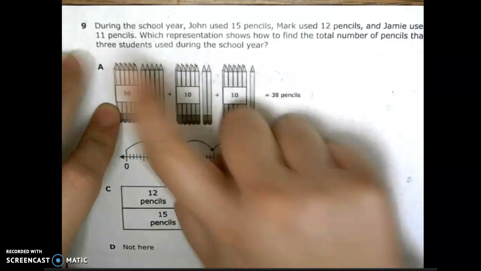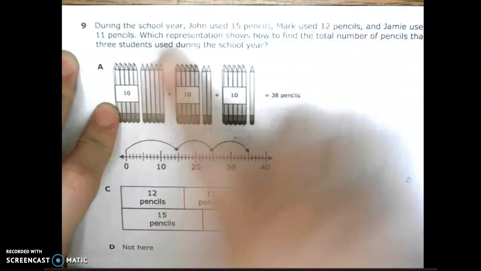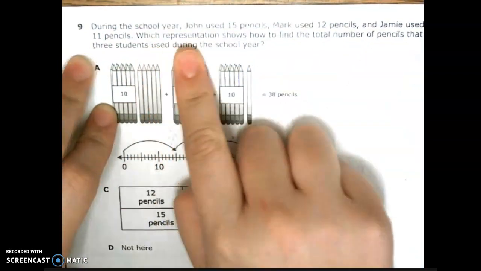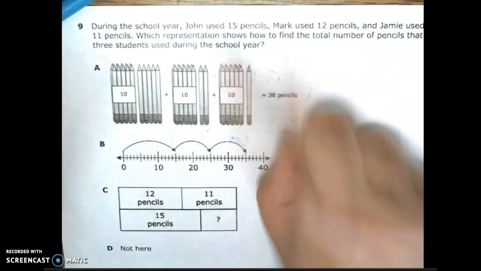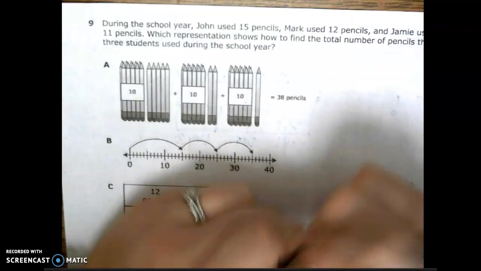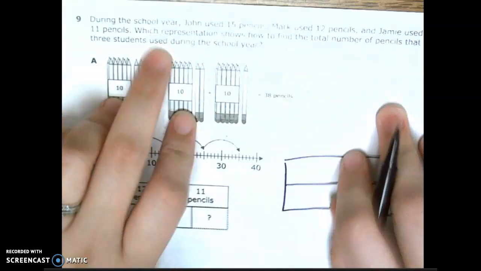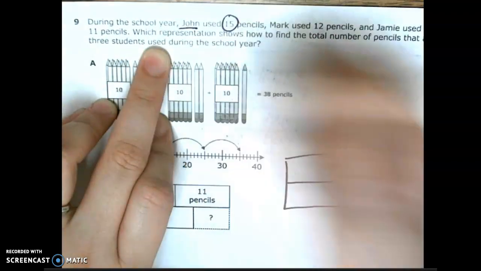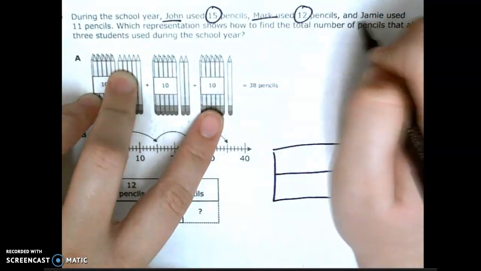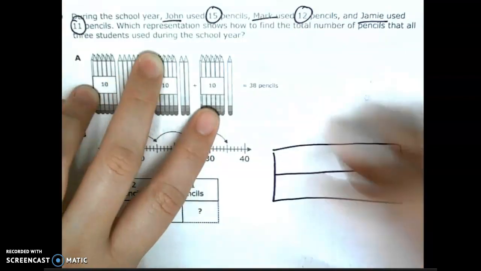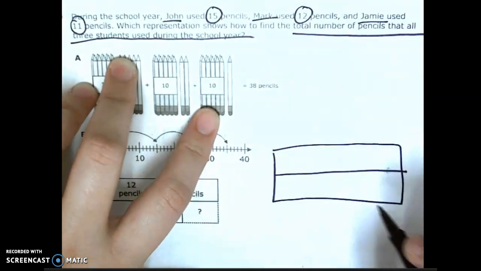Last question. During the school year, John used 15 pencils, Mark used 12 pencils, and Jamie used 11 pencils. Which representation shows you how to find the total number of pencils that all three students used during the school year? Well, let's make a strip diagram. John used 15 pencils. That's important to know. Mark used 12 pencils, and Jamie used 11 pencils. I want to find the total number of pencils that all three students used during the school year.